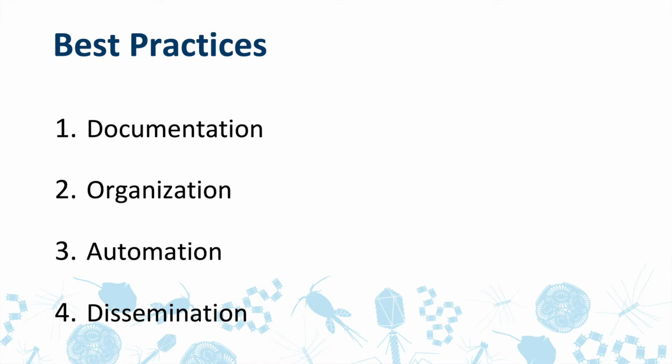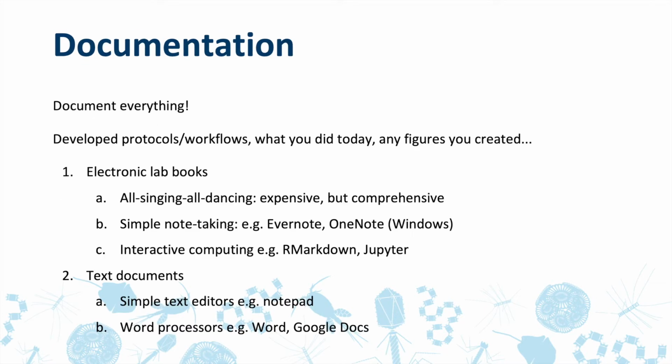So I'm going to go through four areas: documentation, organization, automation, and dissemination. So let's start with documentation. First of all, as you start doing more and more coding, it's a really good practice to start documenting everything. You might be developing protocols or workflows, creating figures, doing simulations, that sort of thing. Make sure you're documenting it.